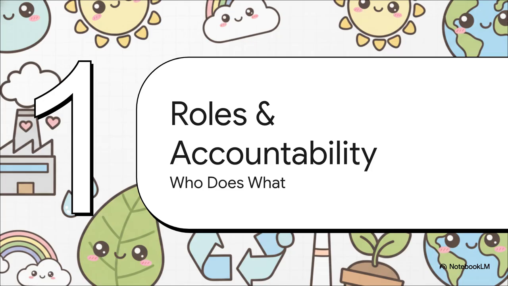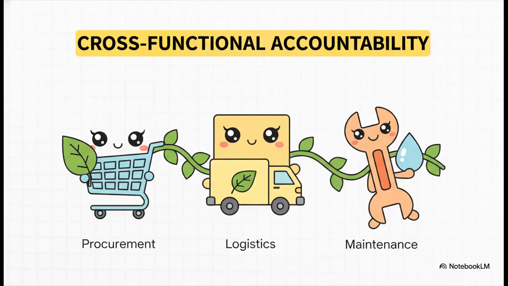Next up, Section 5, assigning roles and accountability. Essentially, who does what? Well, a policy obviously needs people to execute it. True environmental performance relies on deep integration across the board. Accountability cannot just be the job of the EHS manager sitting alone in an office somewhere. Procurement needs to buy sustainably. Logistics needs to optimize fuel. Maintenance needs to actively prevent leaks. Every single function requires formally documented responsibilities.